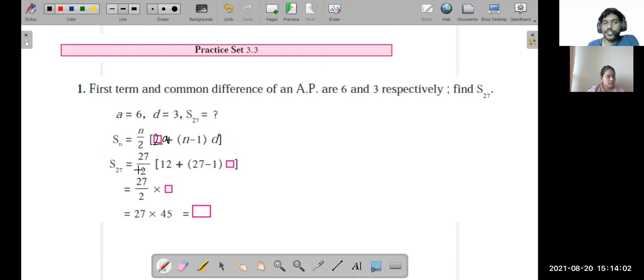Then you have to just substitute the values. n is 27. So this is 27 upon 2 into 2 into a. a is 6, 2 into 6, 12, plus 27 minus 1 into d. d is 3. So this becomes 27 upon 2, and you have to just solve this: 12 plus 26 into 3.